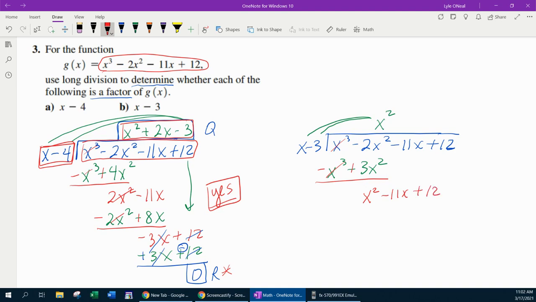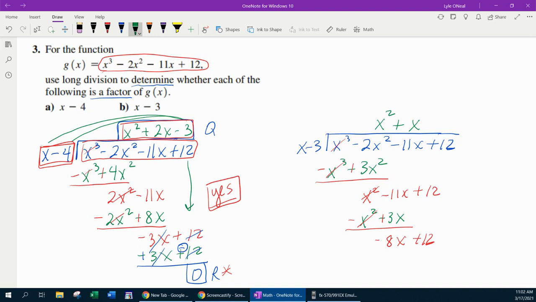I'm going to bring it all down this time. And then we're going to rinse and repeat. What would I multiply x by to make x squared? That would be positive x. And then we're going to distribute. X times x is x squared. X times negative 3 is a negative 3x. Draw the line, change the sign, and then combine. And that's going to be negative 8x plus 12 comes down.